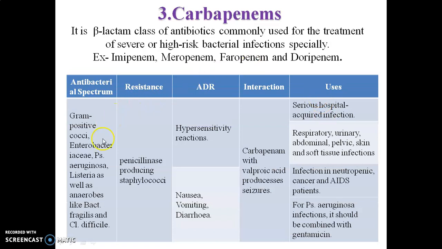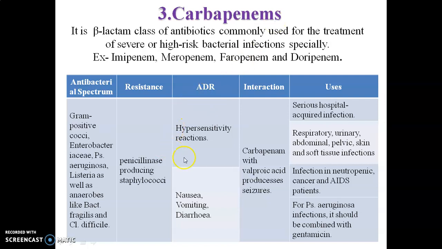Then for the antibacterial spectrum of carbapenems: gram-positive cocci, Enterobacter. These are the various classes of microorganisms that show a reaction to the carbapenem derivatives. Also the carbapenem derivative is active against anaerobes. Then resistance: penicillinase produced by staphylococci causes breakdown of the carbapenem derivative and loss of activity of the carbapenem derivative.